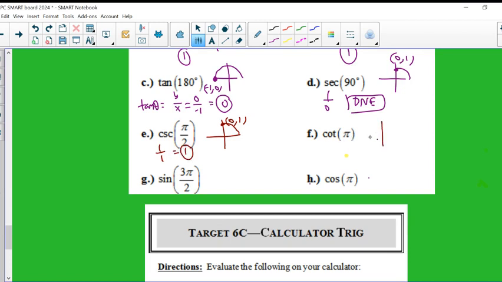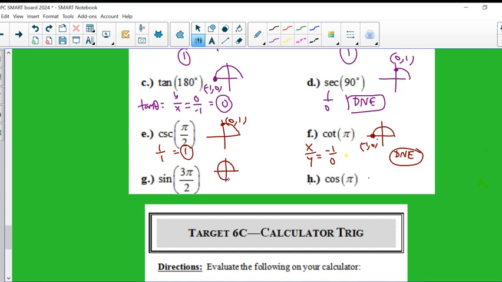Cotangent of pi. So pi is over here at negative 1, comma 0. Cotangent is the reciprocal of tangent, so cotangent would be x over y. So we get negative 1 over 0, which again is a situation where we get a value that does not exist.